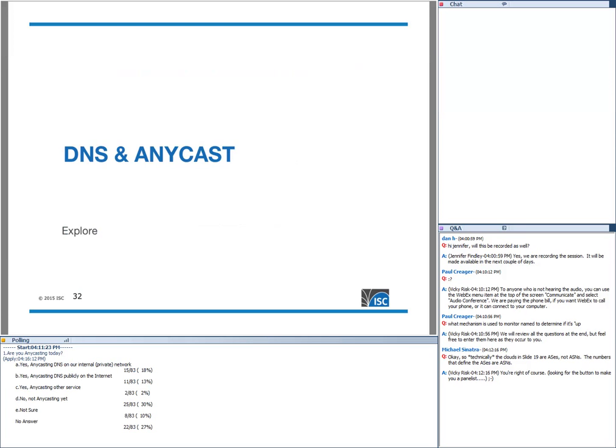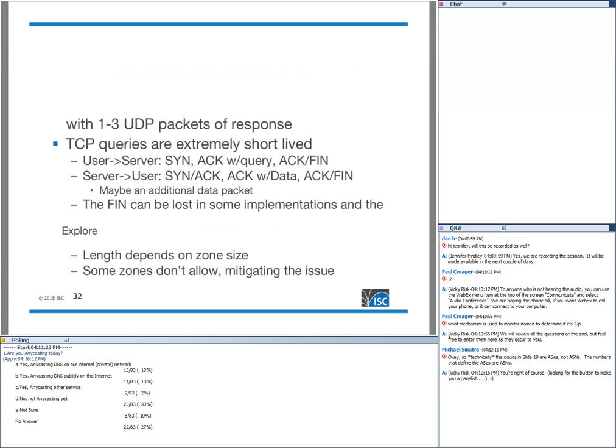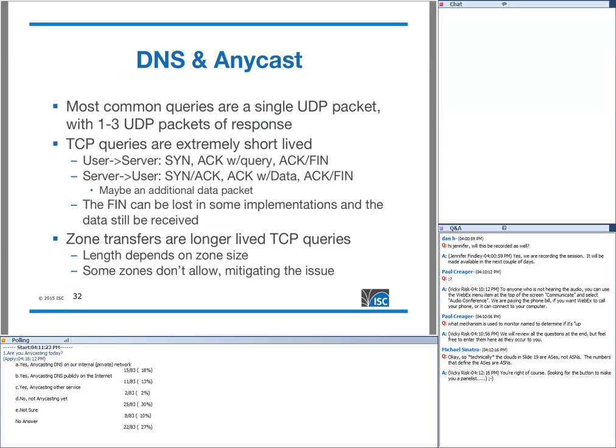Thank you. DNS and Anycast. So like we said earlier, Anycast is a great scheme for adding resiliency and lowering your round trip time for DNS. And the reason, like we said, is it's short-lived and it has a small chance of hitting those longer-lived TCP query issues that we mentioned earlier. And we have some graphical representations of that. Next slide, please.